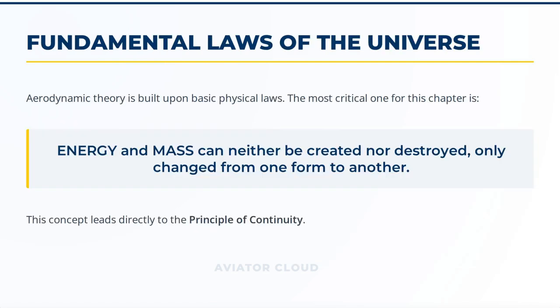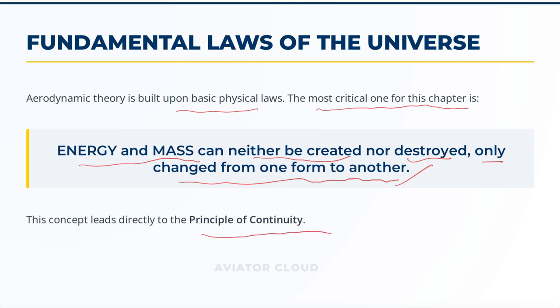First, the fundamental laws of the universe. Aerodynamic theory is built upon basic physics laws. The most critical one in this chapter is that energy and mass can neither be created nor destroyed, only changed from one form to another. This leads to our principle of continuity. This is conservation of mass and energy.